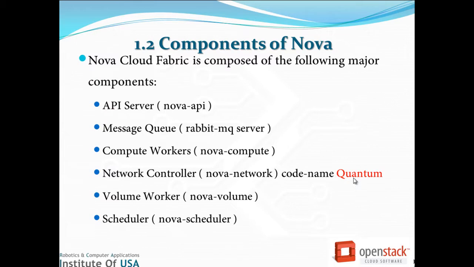Now Nova has some important subcomponents, and these are as follows. API Server, also known as Nova API. Message queue, code name RabbitMQ Server. Compute Workers, also known as Nova Compute. Next is Network Controller, also known as Nova Network, and the code name is Quantum. Now, Volume Worker or Nova Volume. Last one is Scheduler or Nova Scheduler.